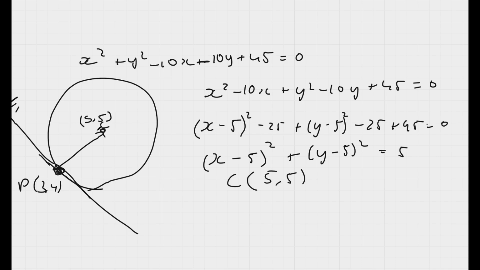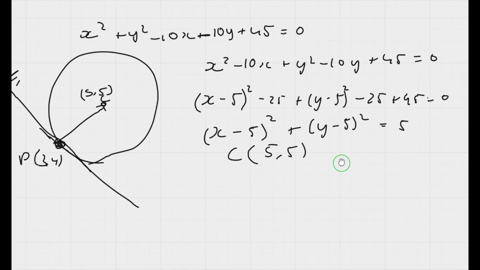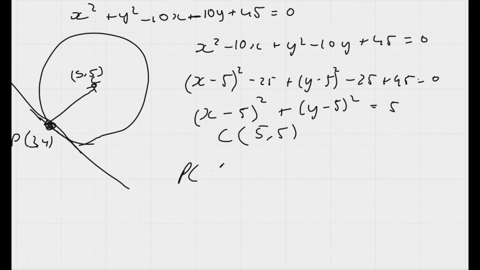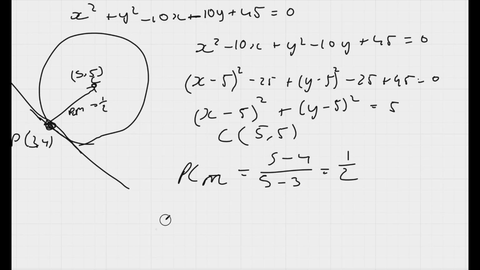What does this mean for us? It means that we can actually get the gradient of this, from P to C, the gradient of that. PC gradient, PCM, is equal to 5 minus 4 over 5 minus 3, which is equal to a half. And if PCM is equal to a half, it means negative reciprocal, so L1M is equal to minus 2.